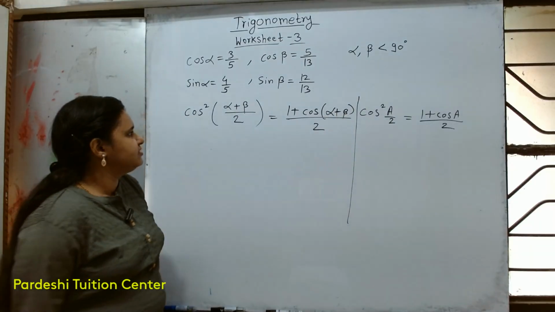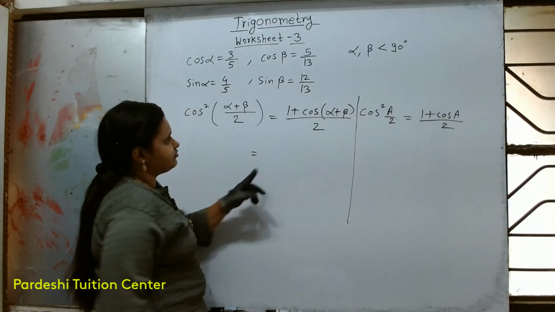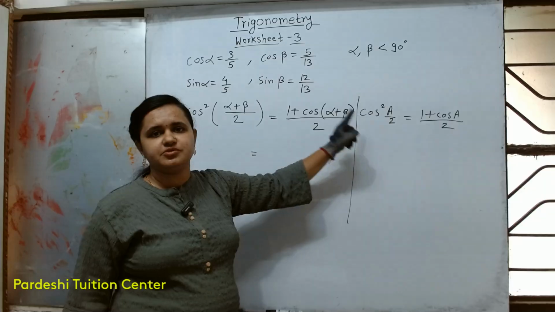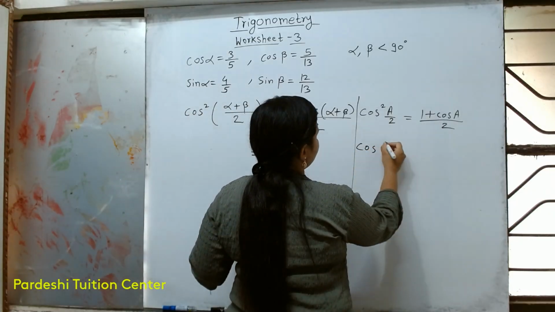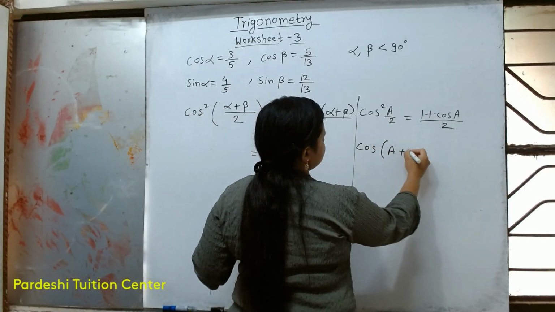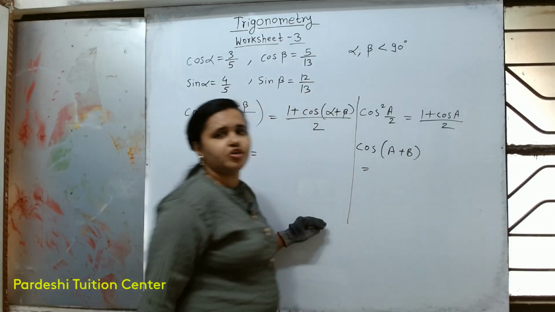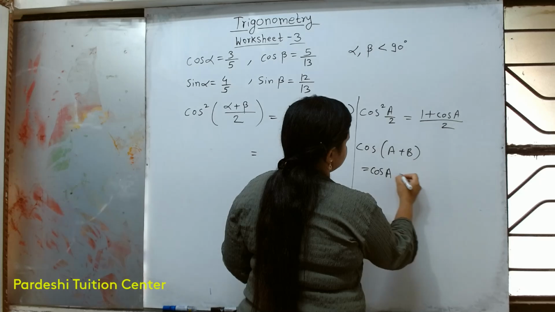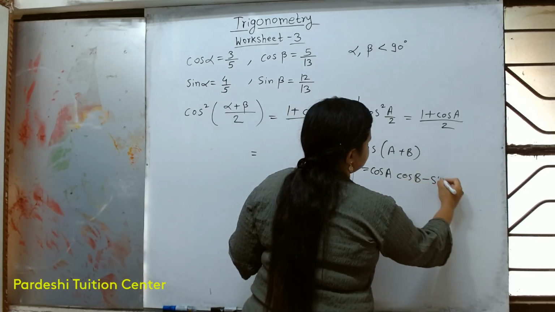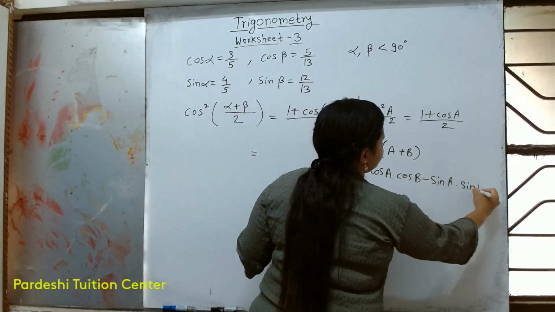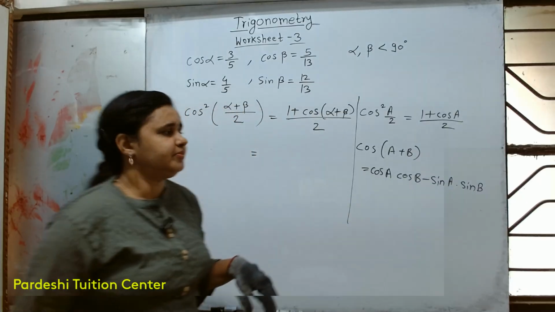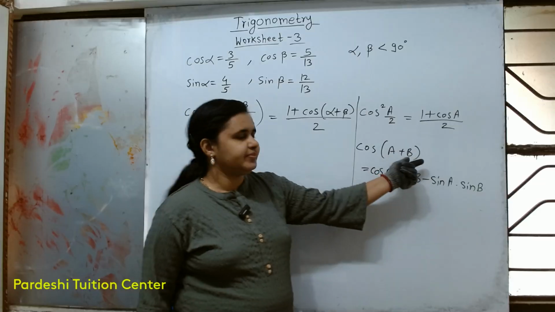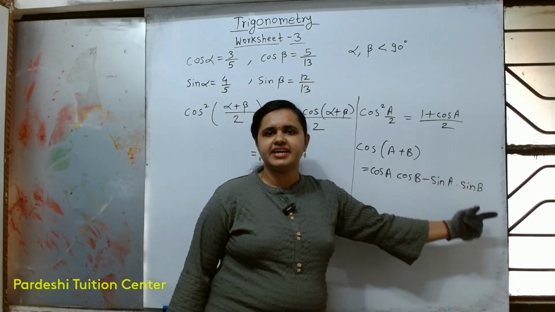Now if this is considered as A and this as B, cos of A plus B. Do you remember the formula for cos of A plus B? It was cos A cos B minus sin A sin B. We have written all the formulas in the previous lectures, so see and revise it. Cos of A plus B is cos A cos B minus sin A sin B.